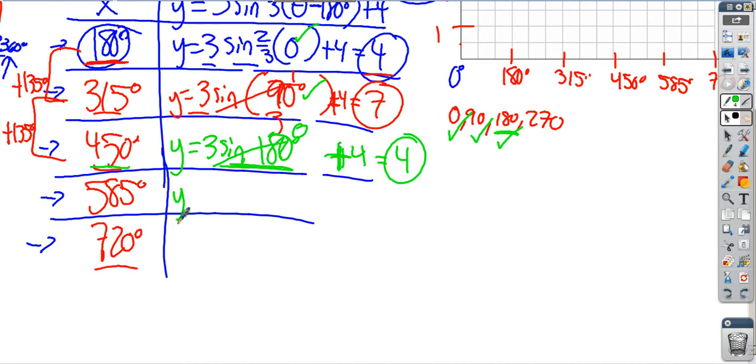Okay, 585. So if we do this correctly, now 270 should be plugged in. And actually this last point, 4, we already know this is going to be 4 because from 180 to 720 is a complete period. So we don't even need to calculate that.